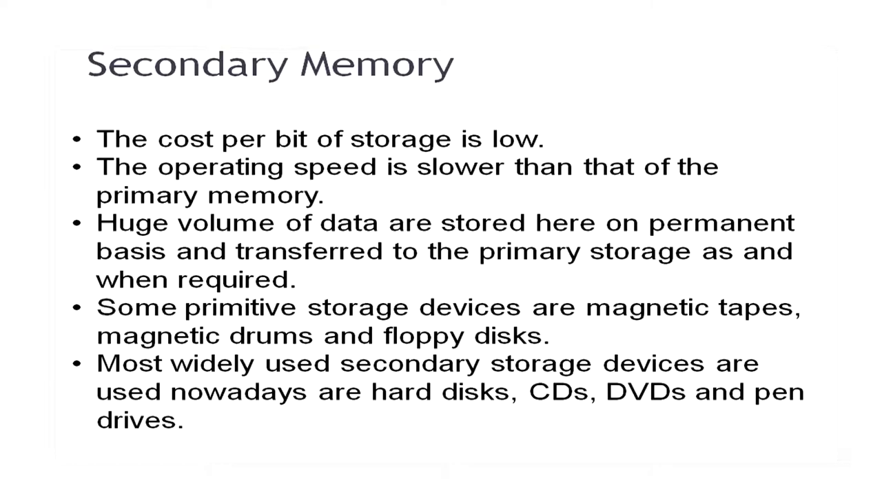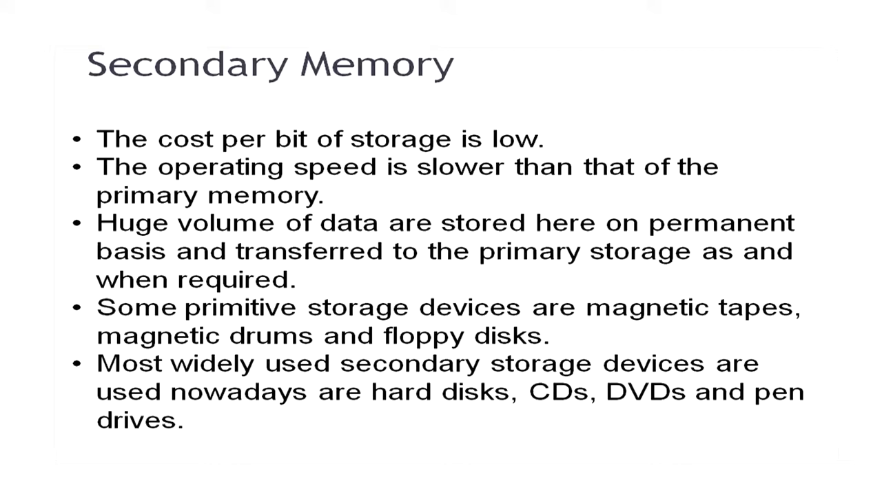Then finally, we have the secondary memories. You must be very aware of them. You must have seen hard disks, you must have seen CDs, pen drives, all these are secondary memories. They are quite inexpensive memories. Their operating speed is slower, their cost per bit of storage is less, and huge volumes of data can be stored on a permanent basis using secondary memory.